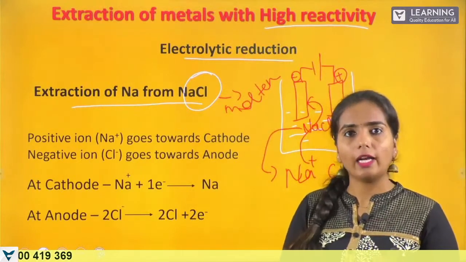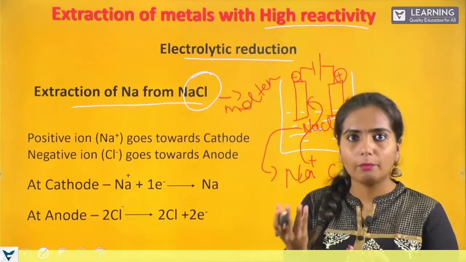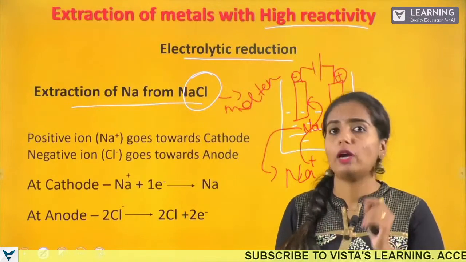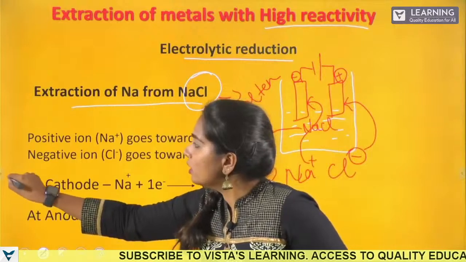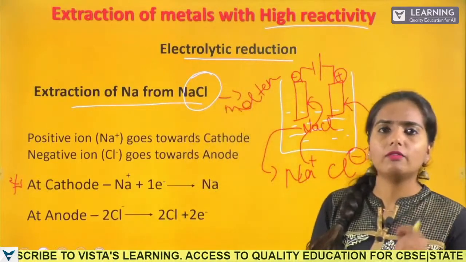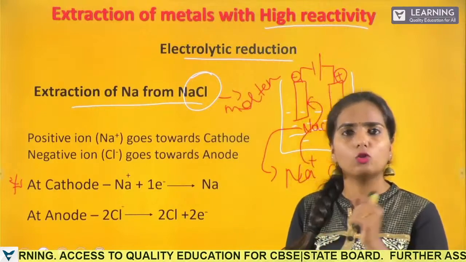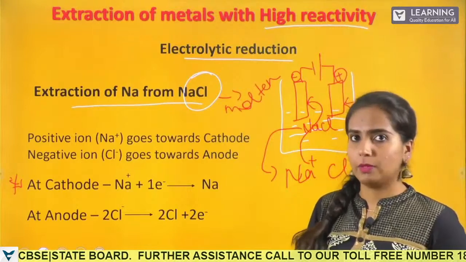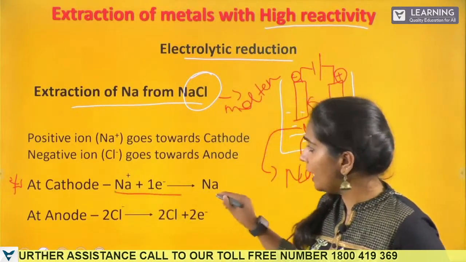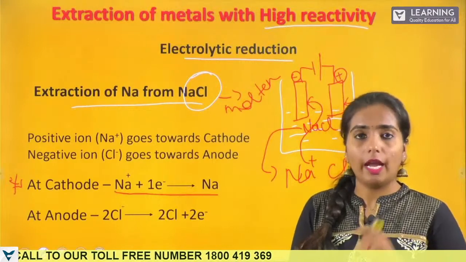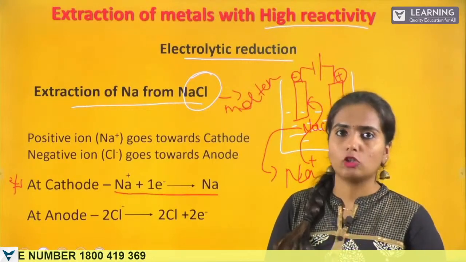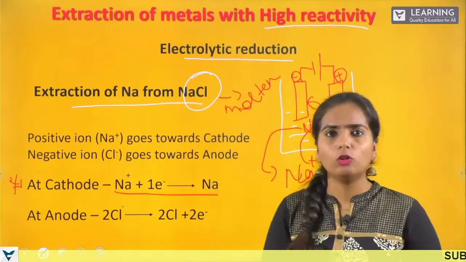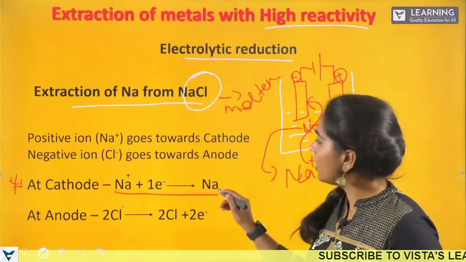So actually now we got our product. What is that? Na. So how did we get here? One kind of reaction happens. You have to remember these two reactions, very, very important in this answer. These two reactions you have to mention, students, to show what exactly happened in this experiment. So you can see at cathode, Na plus is getting one electron. The Na plus that got attached to our cathode is getting one electron and we are getting our sodium.